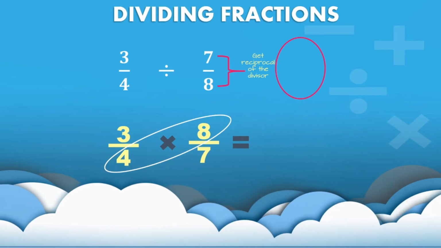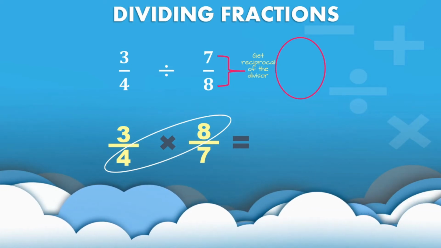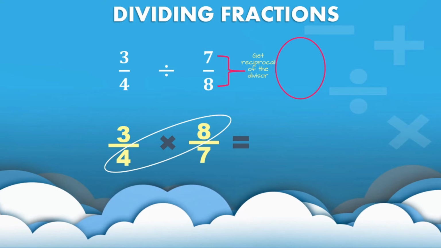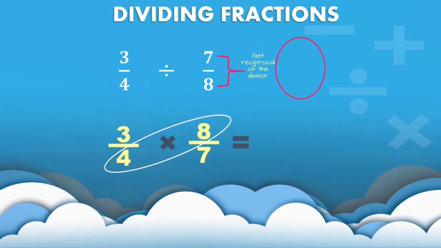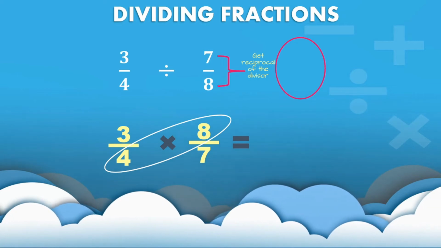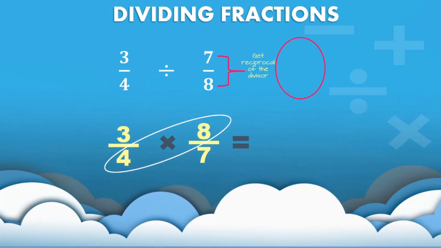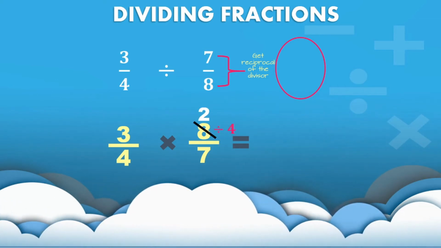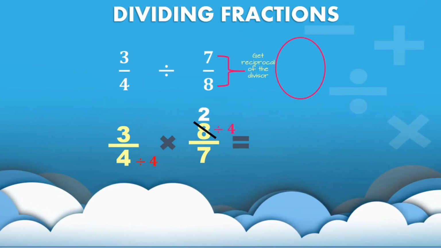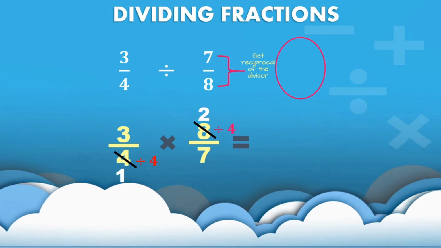How about 4 and 8? Is there any number that can exactly divide 4 and 8? Yes, both of them can still be divided by 4. So, let's reduce 8 and 4 to its lowest term by dividing them by 4. So, 8 divided by 4, that gives us 2. 4 divided by 4, that will gives us 1.